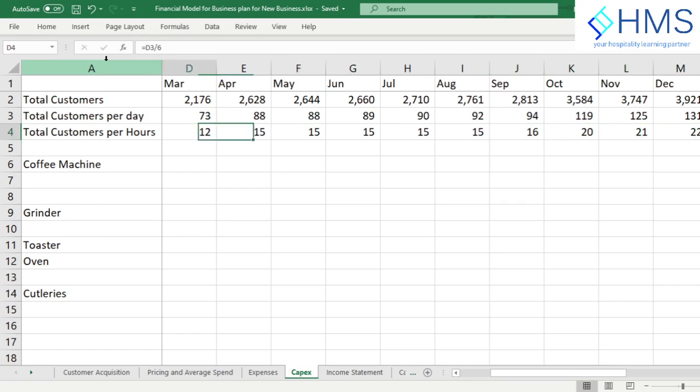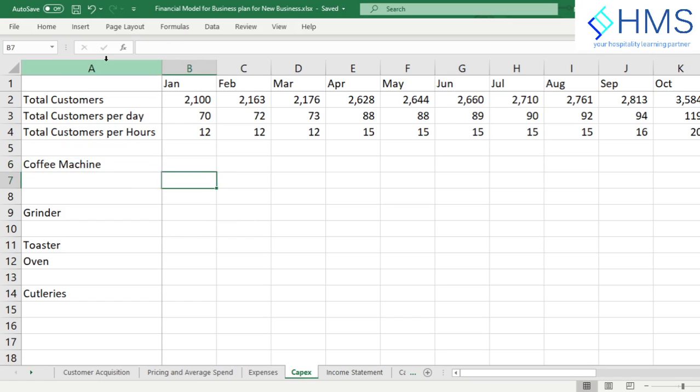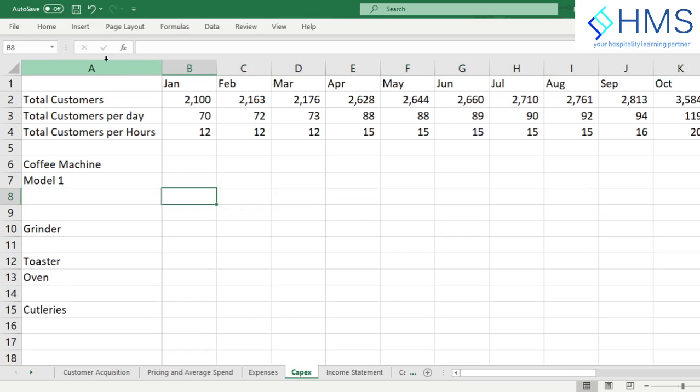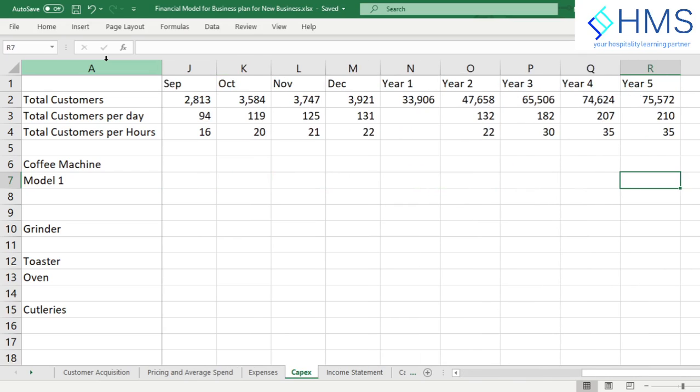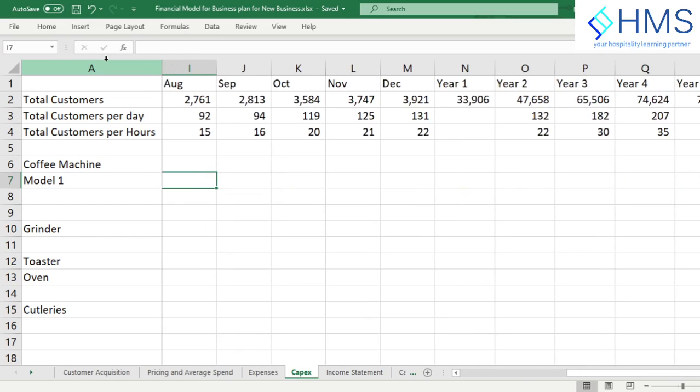So you may have to build the model, right? Maybe you have different choices here. Maybe one coffee machine is model one, or maybe model two. You have to have a choice, right? Depending on the capital budget, you may want to buy a model which can serve only 15 for the first few months, and then another 15 later on when you have growth, so that it can easily serve up to 3 years.